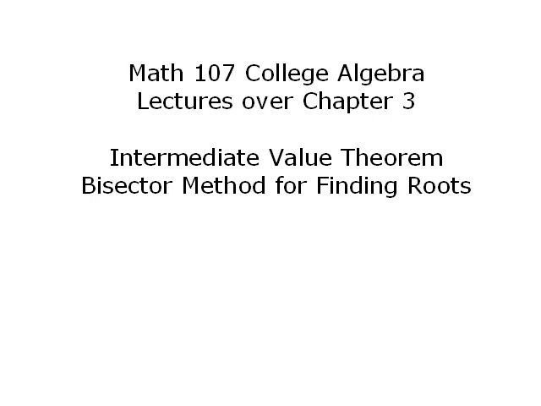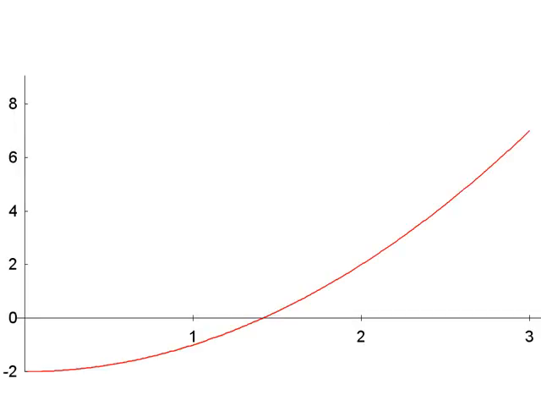This is a lecture over the intermediate value theorem and the bisector method for finding roots of continuous functions for Math 107, Chapter 3. The intermediate value theorem says for continuous functions something that will seem intuitively obvious.